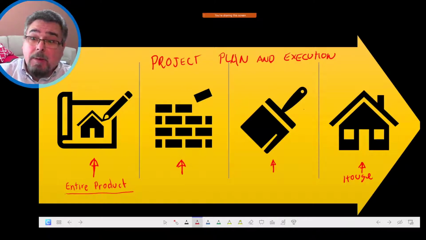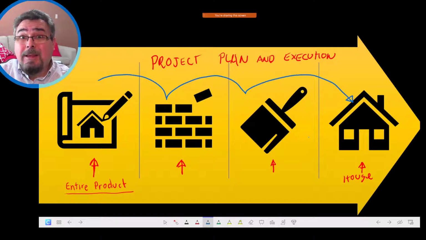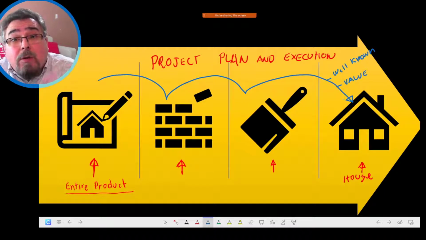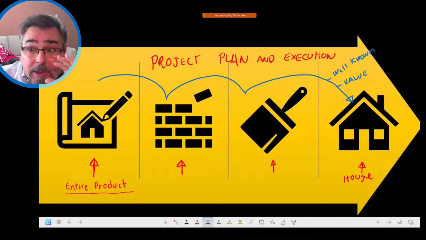And in that case, we develop the product in what we call a linear way, okay? And there are some reasons why we do that. First, the activities are well known. So it's well known all the steps that you have to do to build a house. Second, the value of the house, the value of that product, is when we deliver the entire house. If you just deliver the foundation, it has no value for the customer. We need to deliver the entire house at once. Okay, so there are two things here.